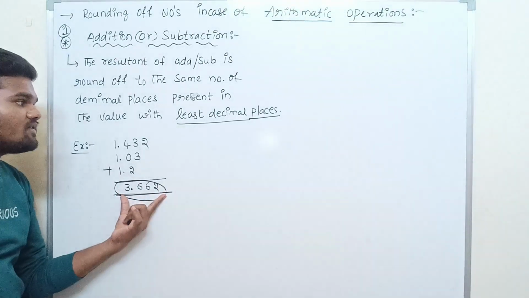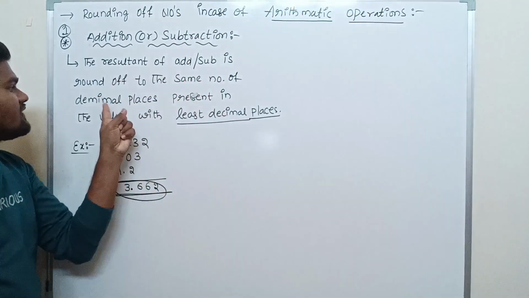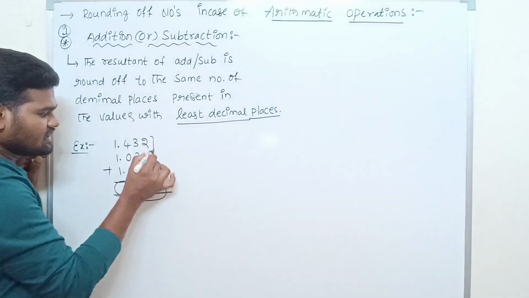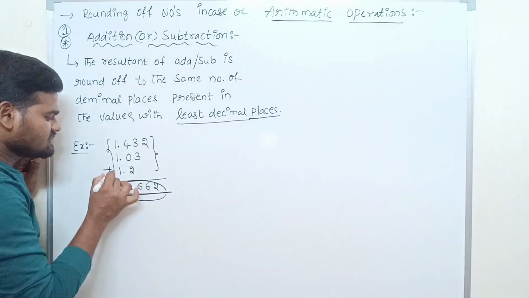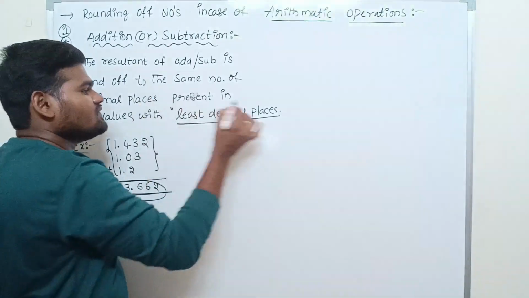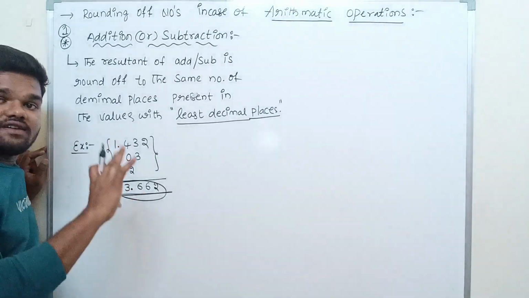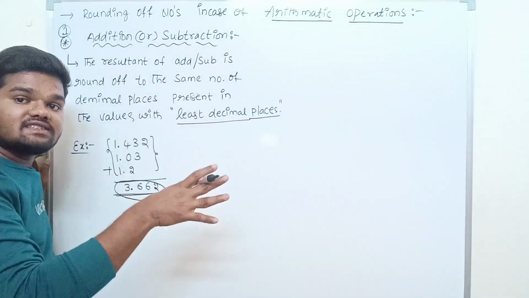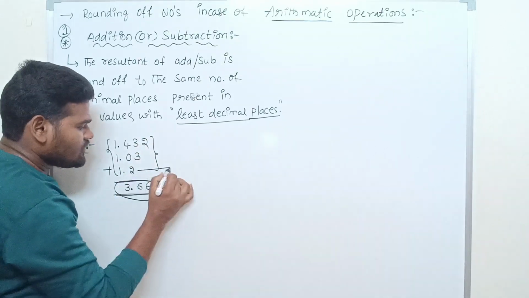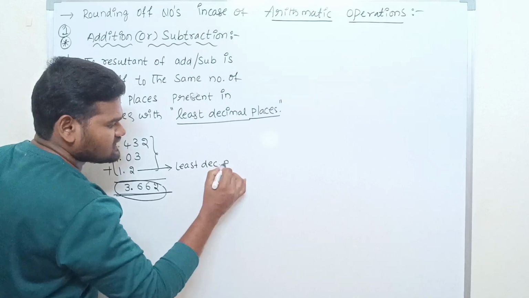How can we round off? We have to check the number of decimal places present in the values. Which decimal places do we check? The value which has the least decimal places. Have a look. In these three, 1.2 has the least decimal places.